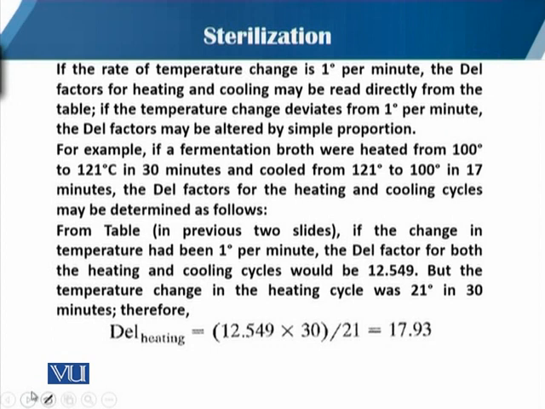The del factors for heating and cooling, as we have seen directly from the table, are for a rate of temperature change of 1 degree per minute. If the temperature change deviates from 1 degree per minute, the del factor may be altered by simple proportion. So as the temperature change increases, the del factor also increases in some specific proportion. Take an example: the fermentation broth is heated from 100 degrees Celsius to 121 degrees Celsius in 30 minutes, and cooled from 121 degrees Celsius in 17 minutes. So the rise in temperature takes more time than the cooling. Just an example: the rise time is 30 minutes and the cooling time is 17 minutes.